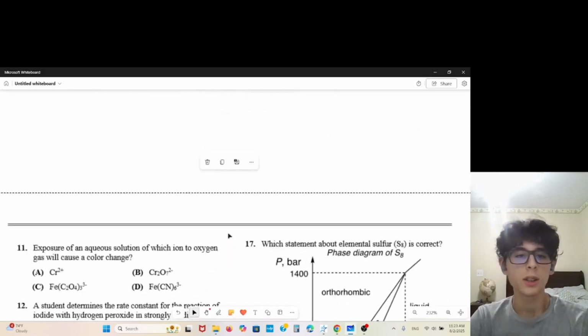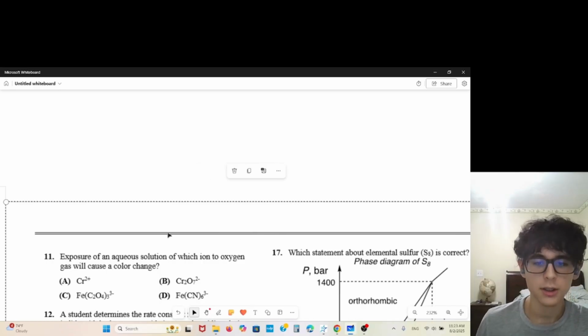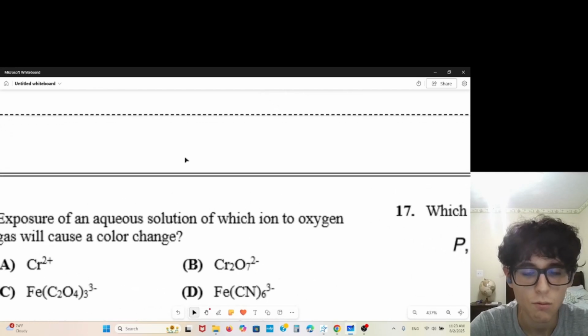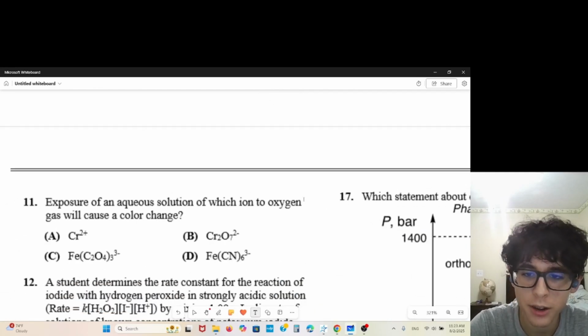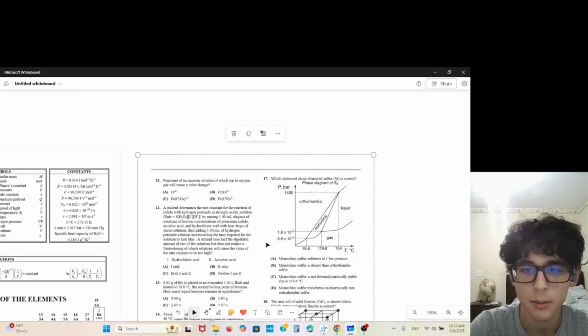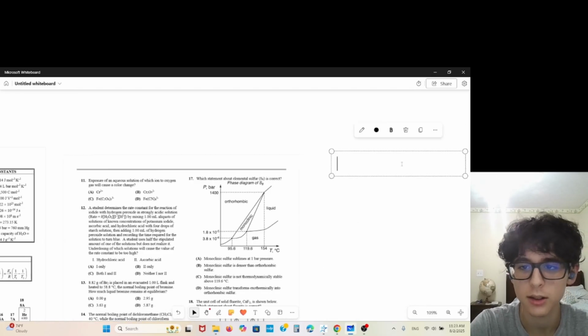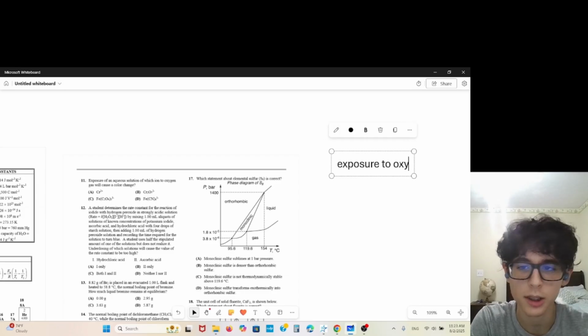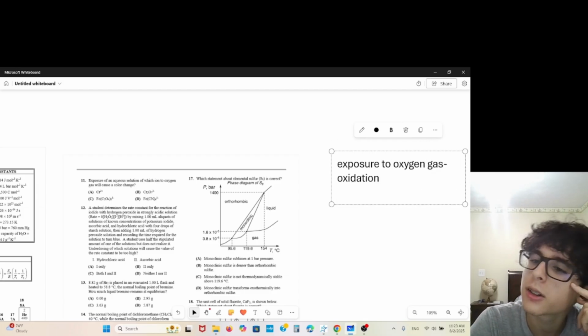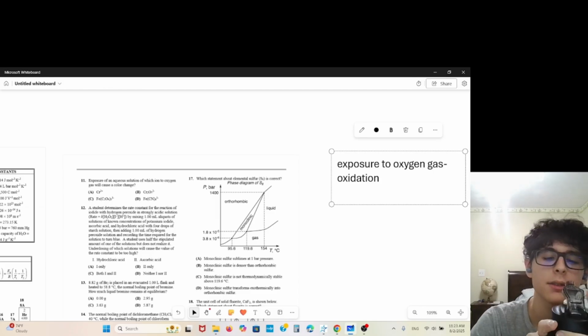So, exposure of an aqueous solution of which ion to oxygen gas will cause a color change? This is a weird wording. This is basically just asking about oxidation, right? Exposure to oxygen gas is basically oxidation. I mean, you're bound to get oxidized, right?